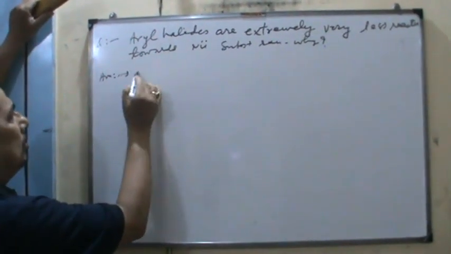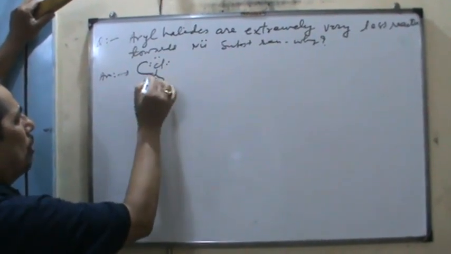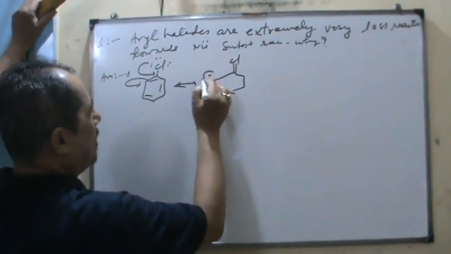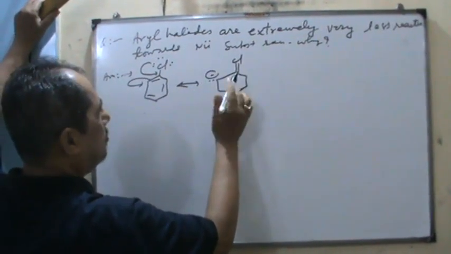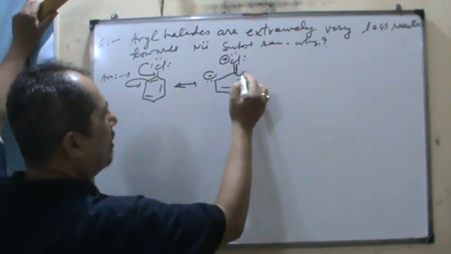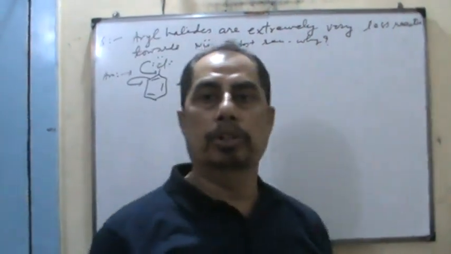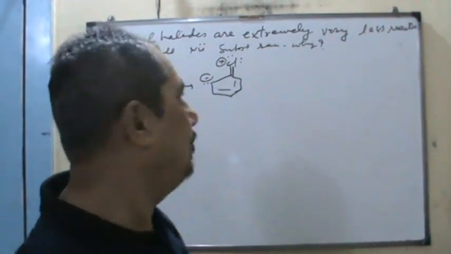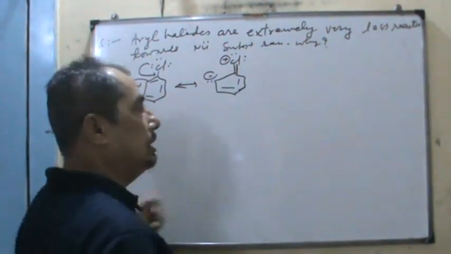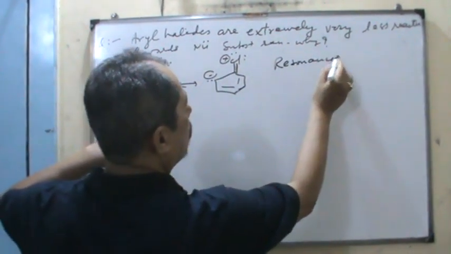First of all, chlorobenzene undergoes resonance to form partial double bond character between carbon and chlorine. As such, the double bond is formed here. It is difficult for the nucleophile to break. So the more the bond order, the more the bond dissociation energy. It is difficult for the nucleophile to break it and replace the chlorine. That is not a very easy job, because a double bond is formed, and that is due to resonance.